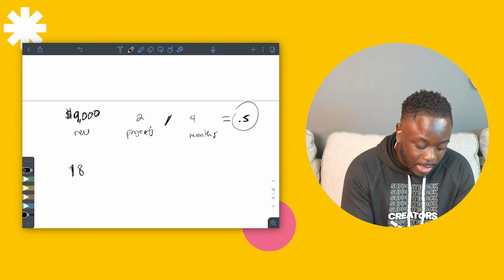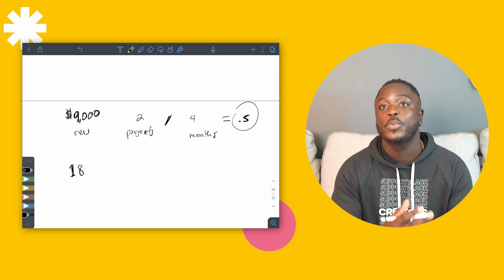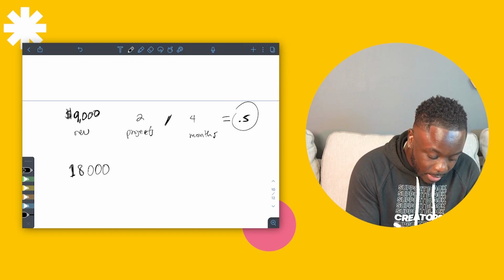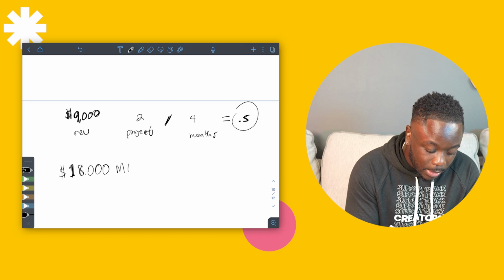We got a calculator for y'all to do all this math. I just want you to understand where it comes from. Your MLE in this case is going to be 18K. Or in other words, that's how much you have to charge per project to be able to keep all this going in the way that it needs to go, right?